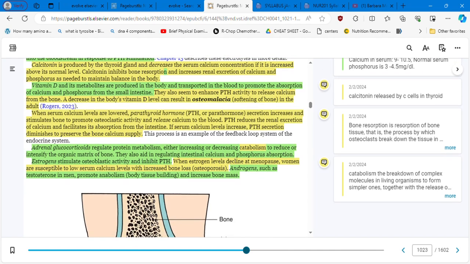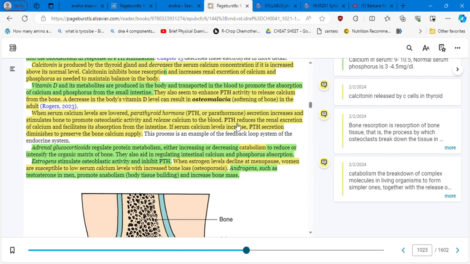When serum calcium levels are lower, parathyroid hormone secretion increases and stimulates bone to promote osteoclastic activity and release calcium to the blood. I want you to remember osteoclasts are a type of cell. Osteoclast is osteo-C, C as in cat. That's the way I remember. The osteoclast cells, the C, are cutting, breaking down the bone to release calcium.